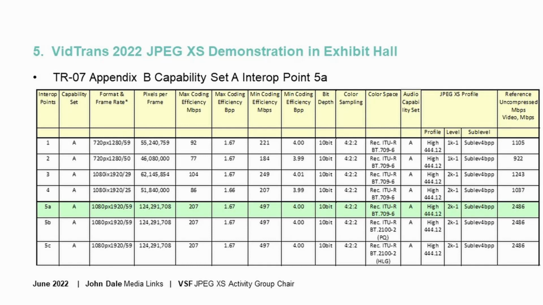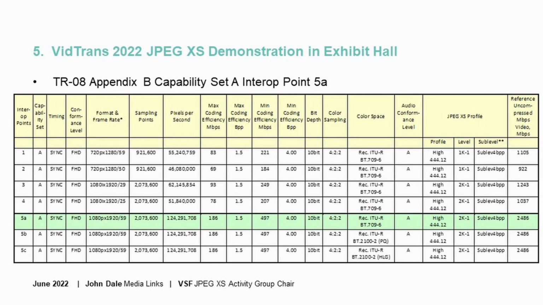I showed this the other day. This is the actual capability set table that's in the TR. That's capability set 5A, interop point 5A for TR07, and interop point 5A for TR08. That's what we demonstrated.